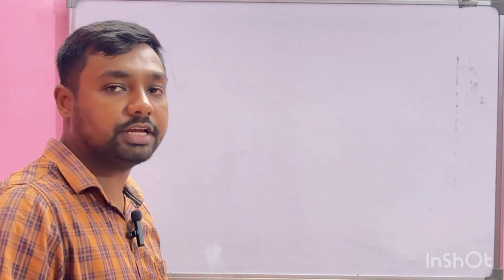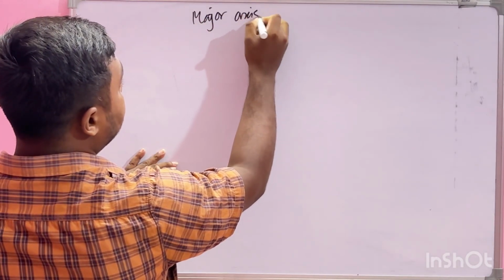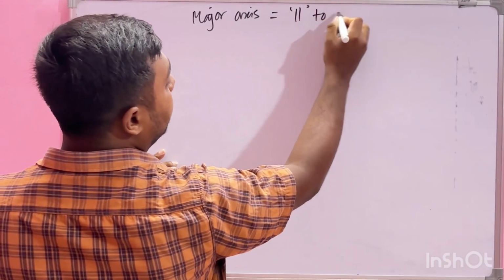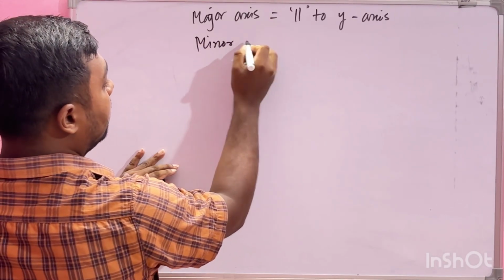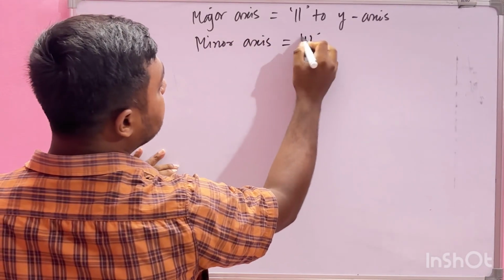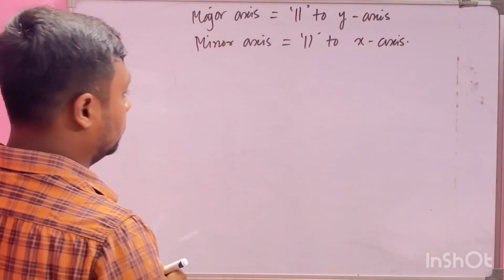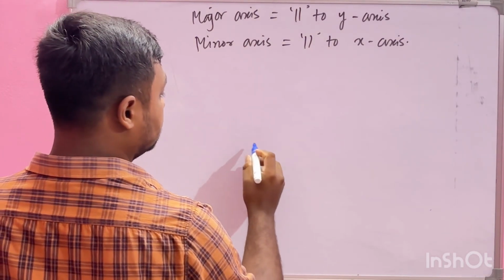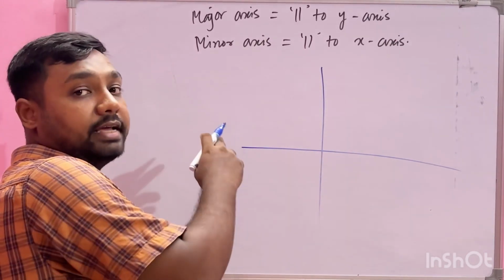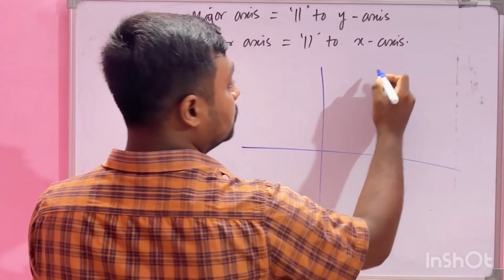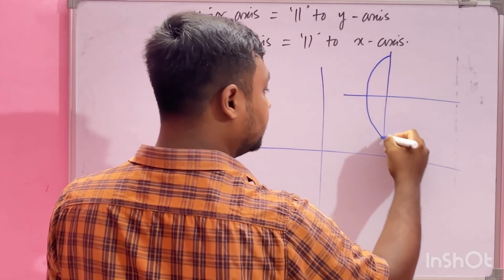Now let's discuss another ellipse for which major axis is parallel to y axis and minor axis is parallel to x axis. Now how does this ellipse look like? So suppose this is the coordinate axis. So this is the coordinate axis and major axis of this ellipse is parallel to y axis. So this is the major axis and this is the minor axis. So this ellipse looks like this.